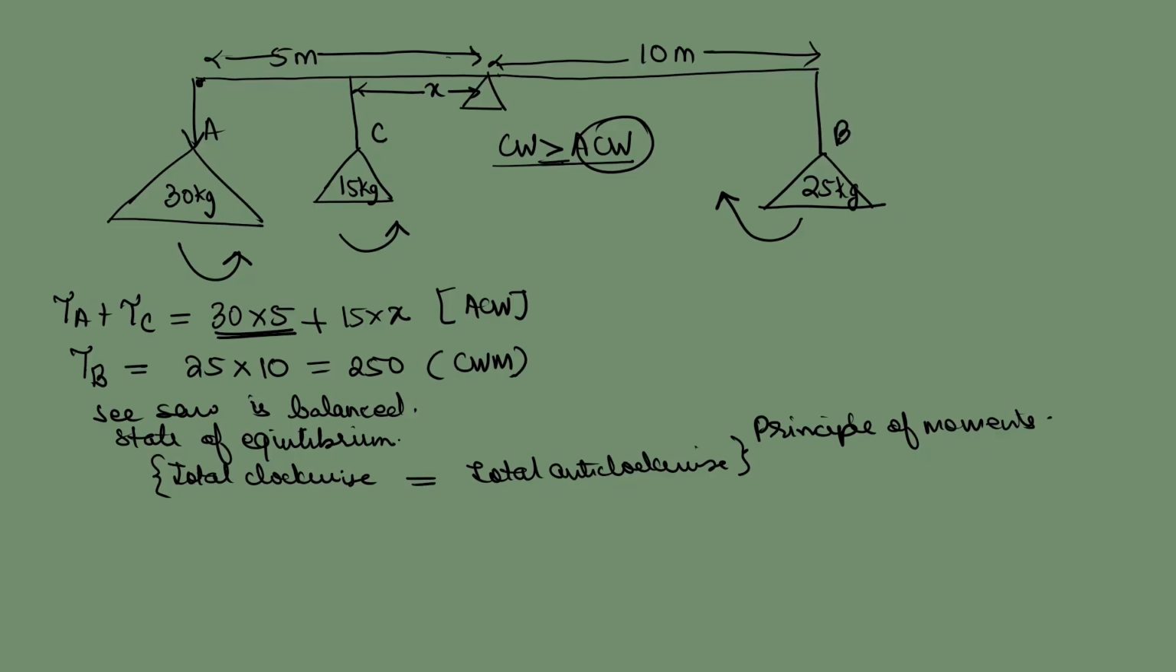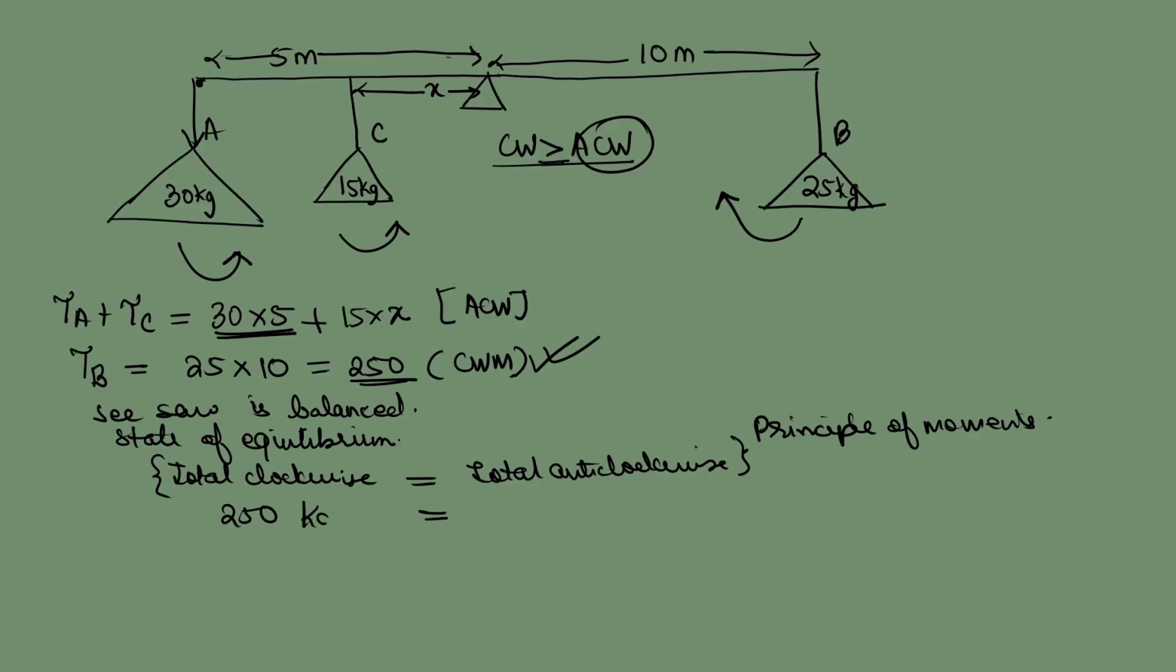So what is the total clockwise moment? 25 into 10. Total clockwise moment is 250. Don't need to write units all the time, but I tend to write it because in the end, if you just write the numerical value, the teacher is not going to give you any mark. In ICSE, you will get 0 marks if you write just the numerical value. Correct numerical value without unit carries 0 marks. All right, remember this. So writing units is as important as finding your answer. So 250 is your total clockwise moment.